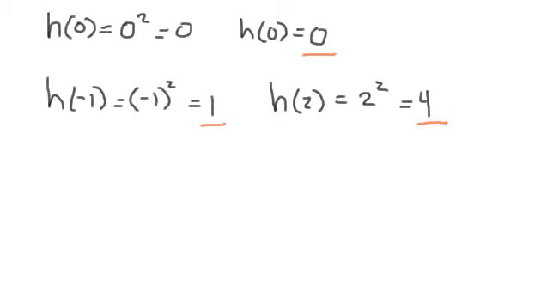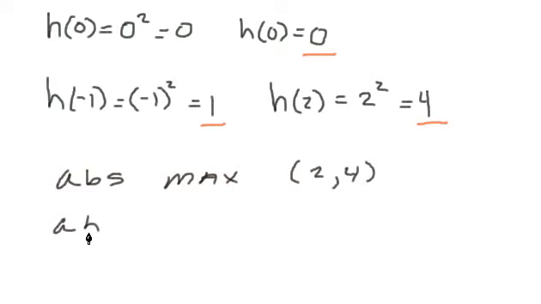So easy enough. We're going to say that the absolute, and I'm just going to abbreviate as ABS, the absolute max, and I'm going to label this as the point here. Okay, so the absolute maximum is occurring at the point (2, 4) on the graph, and the absolute minimum is occurring at (0, 0).